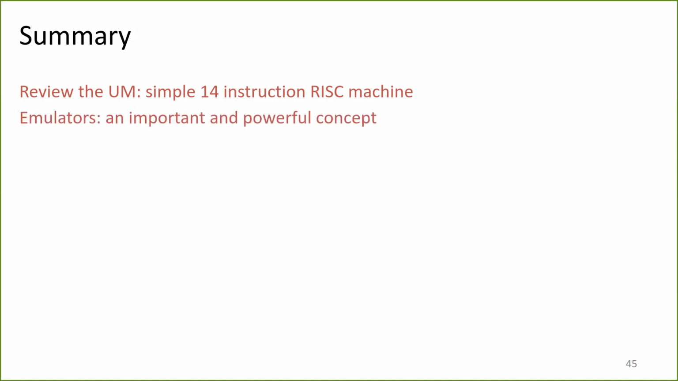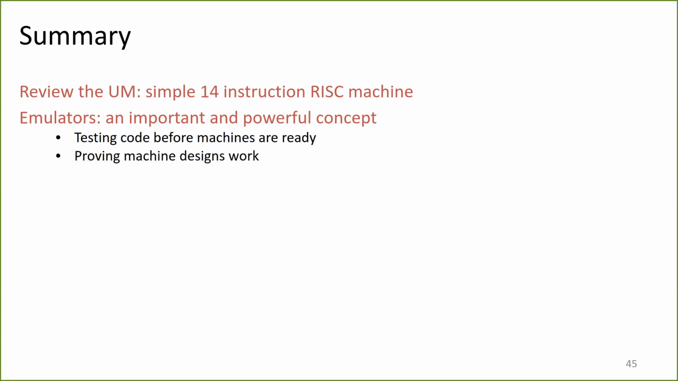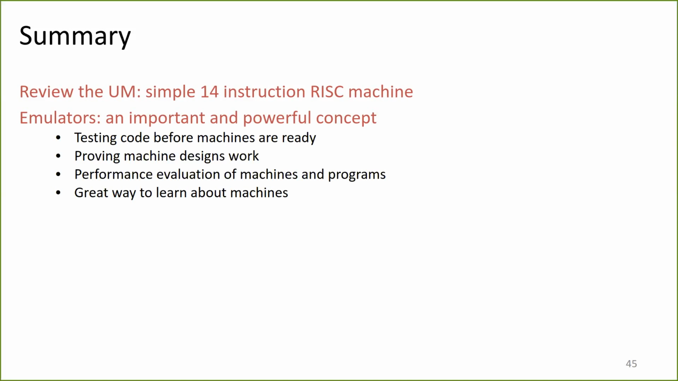All right, here's a summary of what we've gone over today. You should review the entire UM. The way that it works, it has 14 simple instructions. And what you're going to be doing for homework 6 is creating an emulator, which in itself is an important and powerful concept. Emulators can be used to test code for a new machine before the machine exists. They're used to prove that a machine design works. And you can also use them to evaluate the performance of machines and just learn more about them in general.